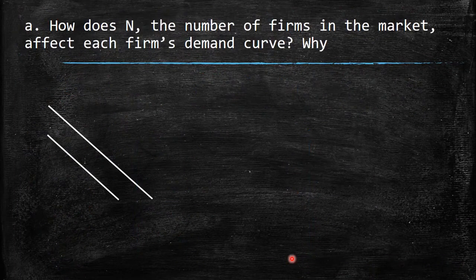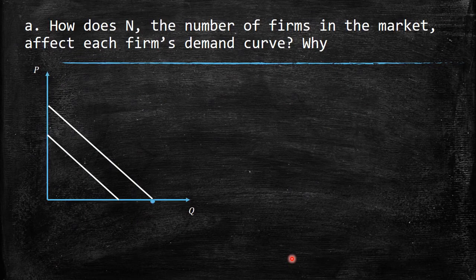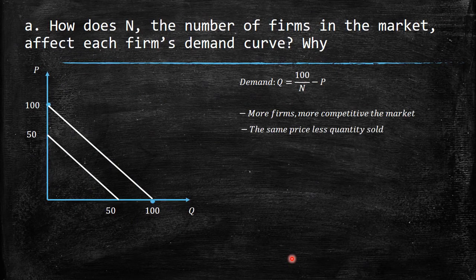Okay, so here we have the representation. The idea is, as I said, more firms, more competitive the market. For example, at the same price, say 40, you will sell more with fewer firms, but when you have more firms, naturally at the same price you will sell less.